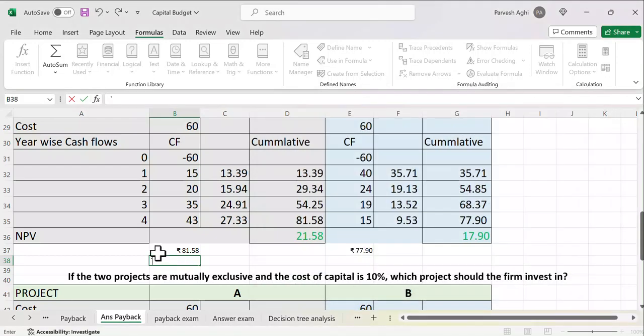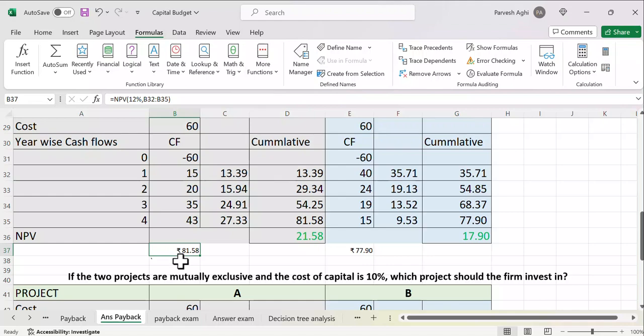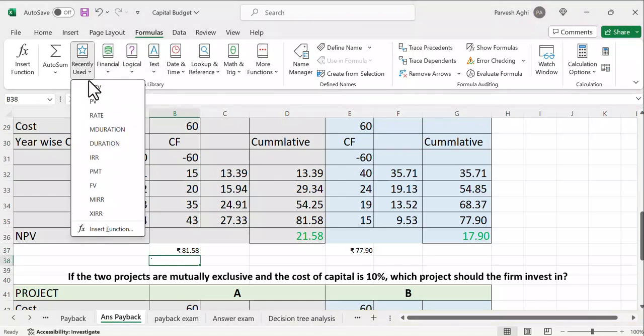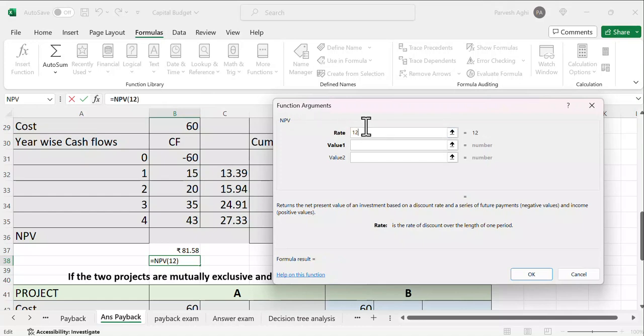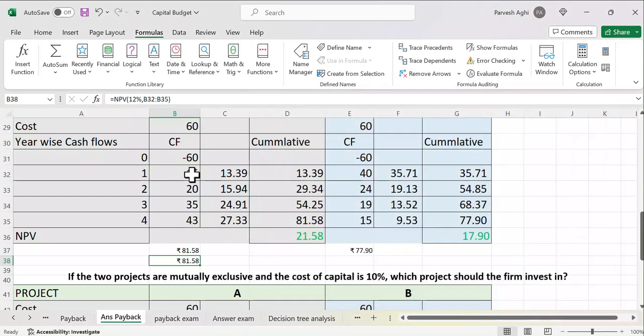सॉरी जस्ट होल्ड ऑन. हाँ एनपीवी 12%. हाँ ठीक है. सो आप फॉर्मूलाज में गए. नेट प्रेजेंट वैल्यू and rate is how much? 12%. And the values are basically all these values from 15 to 35. So just shift and select everything. Okay, fine, and enter. You get 81, which is nothing but which you're getting here. 81. One by one, you can do it for the entire page. Now this minus 60 is 21.5.